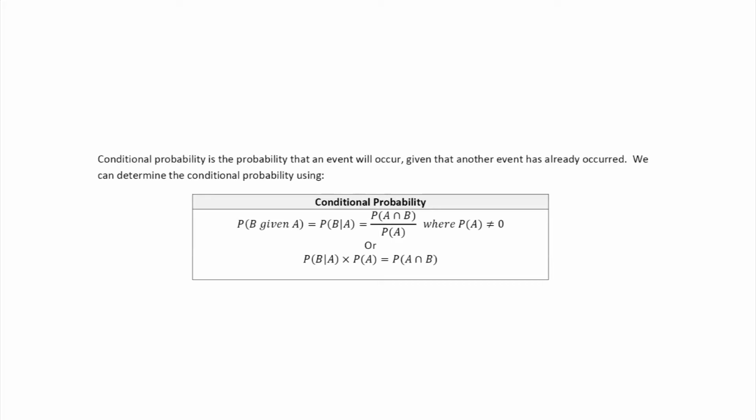Conditional probability. Conditional probability is the probability that an event will occur given that another event has already occurred. We can determine the conditional probability using the following approach.